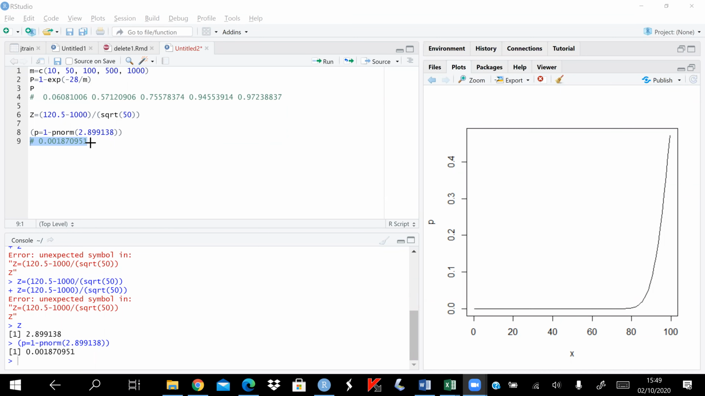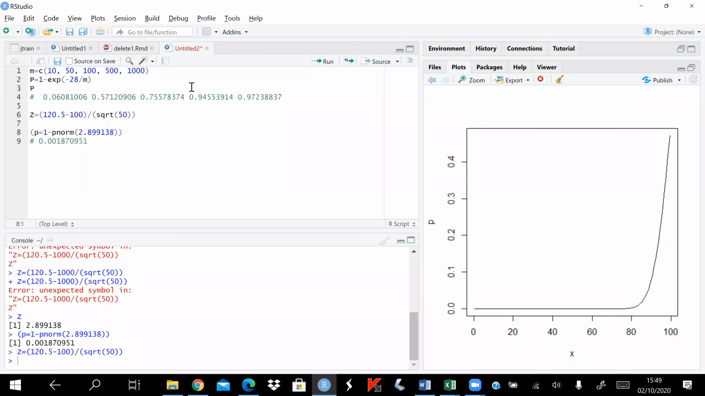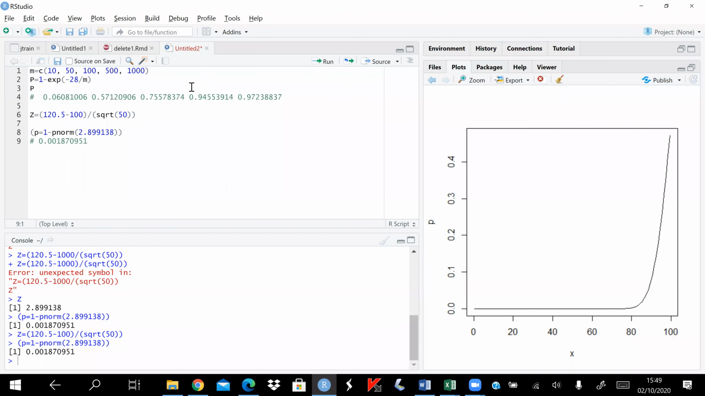Excuse me, sir. Yes. They said you've assigned it 120.5 minus 1,000, or minus 100. Ah, sorry. Yeah, correct. This is 100. Sorry about that. So I hope things will change. So that's our Z, and then our p-value. So why has it not changed?